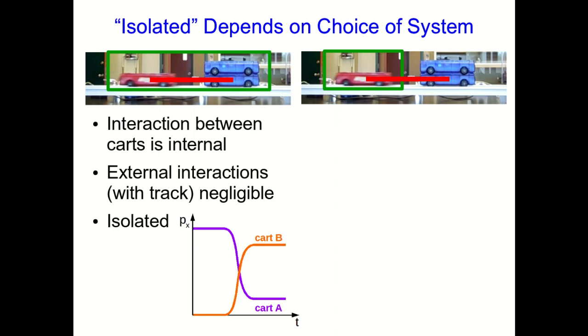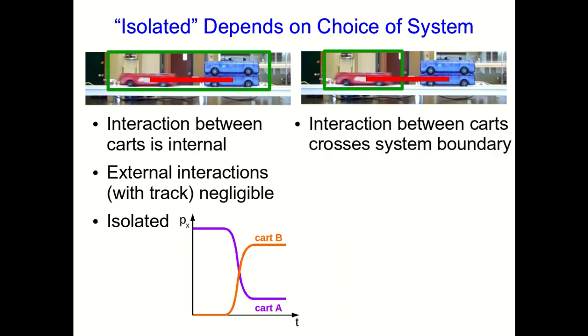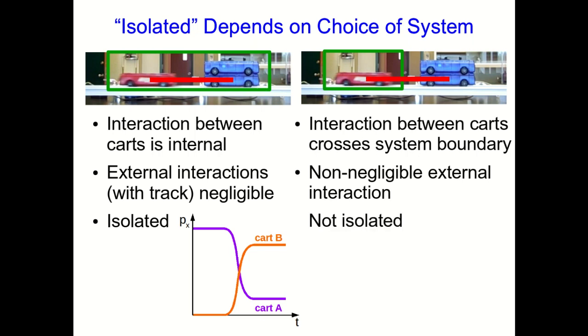On the other hand, we could talk about a system where we've chosen to just have one cart in our system. Now the interaction between the carts crosses the system boundary. That means it's an external interaction, and we know it's strong, so we can't neglect it. And so this is not an isolated system. So depending on our choice of system, we can make our system be isolated or not. And while for the isolated system of two carts, the momentum stayed the same, you can see that since the total momentum now is just the momentum of one cart, it changes during the collision.